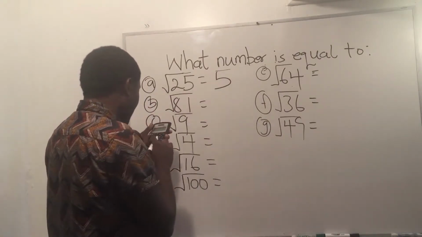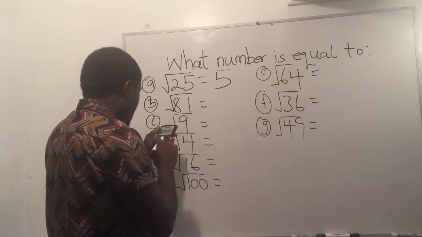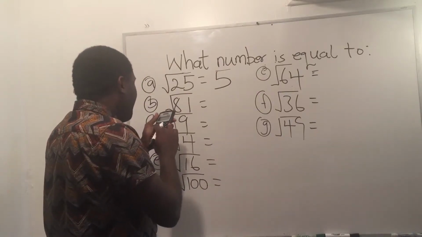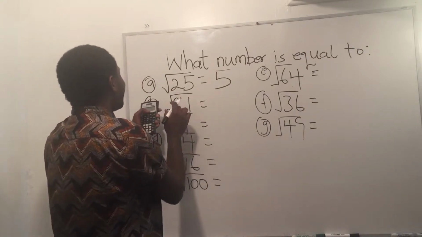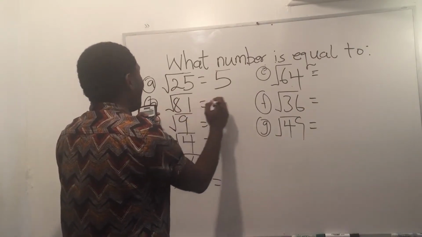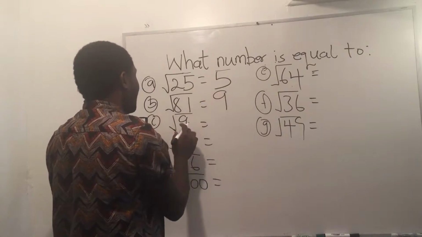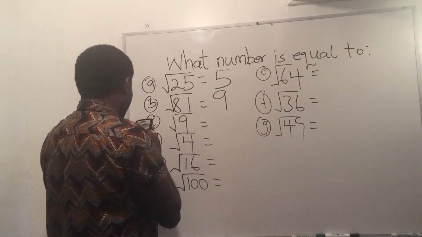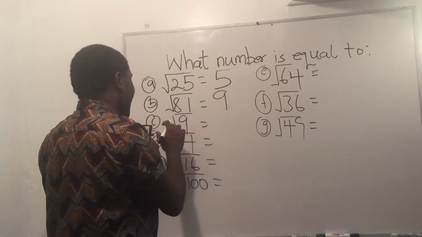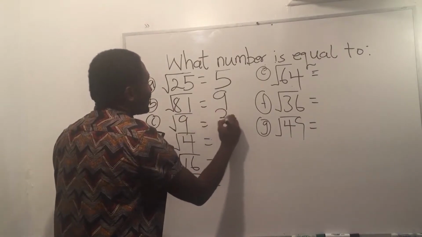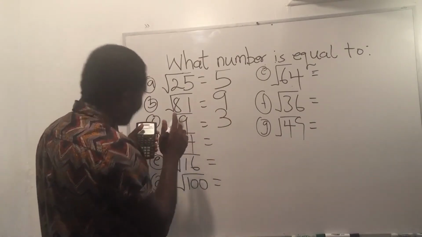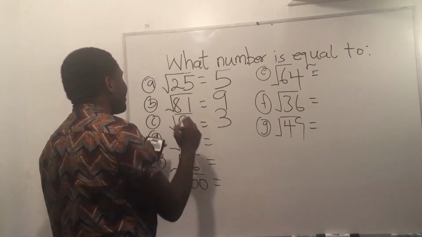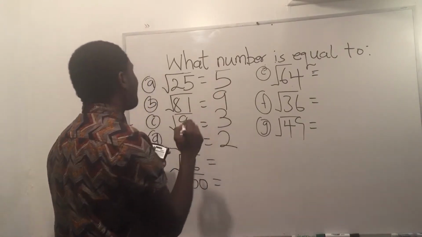What about 81? If I multiply 9 by itself 2 times, I should get 81. So that means square root of 81 is 9. Square root of 9, 3 times 3 is 9. So that means square root of 9 is 3. Square root of 4, if I multiply 2 by itself 2 times, I should get 4. So that means square root of 4 is 2.